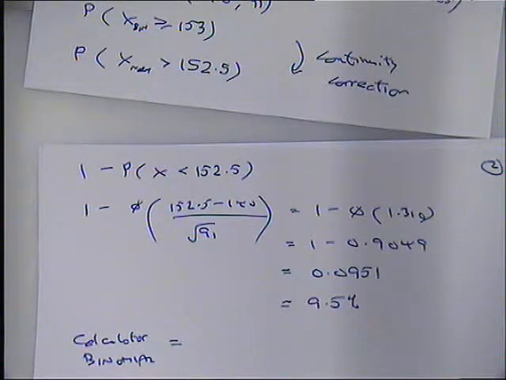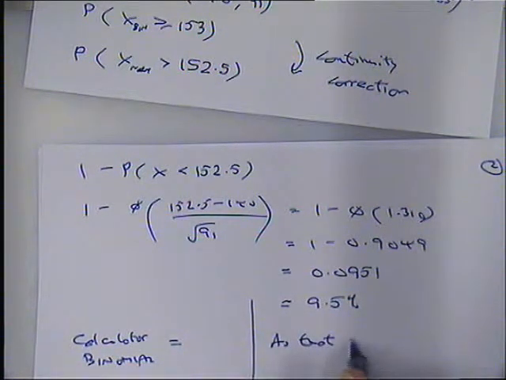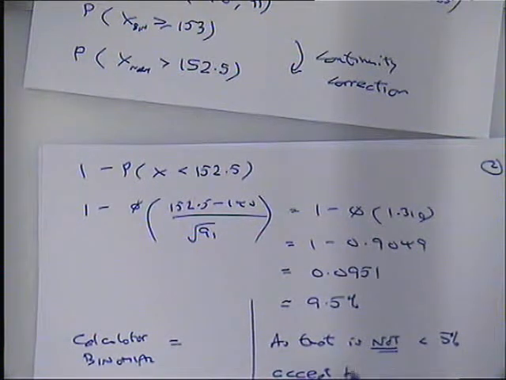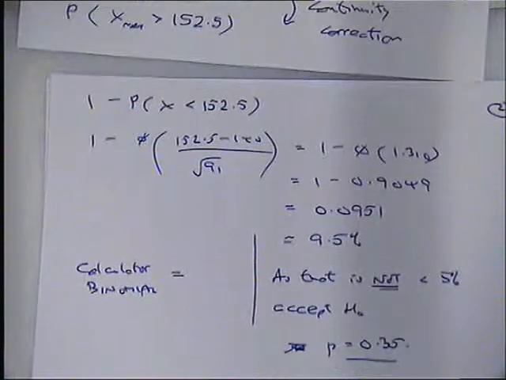So what conclusion do you draw? Right, well, let's have a look. The probability of getting what we've seen is 9.5%, so there's a 9.5% probability that we would have got that by chance. As that probability is not less than 5%, we will accept H0. It could have just happened by chance, so we conclude that p remains at 0.35. There's nothing to change our minds on that.